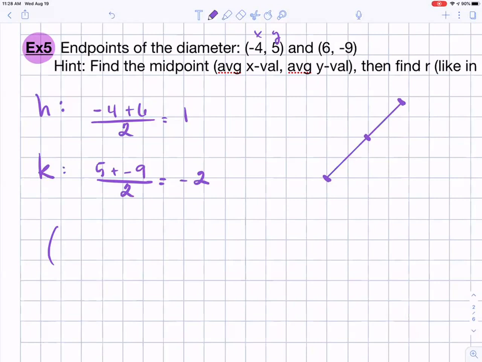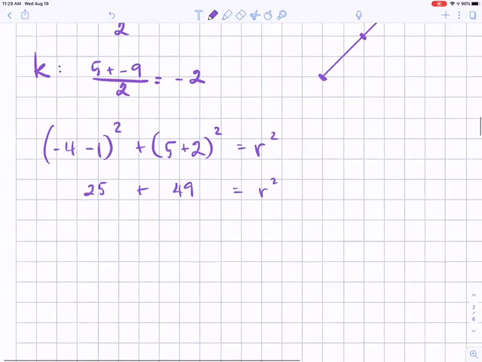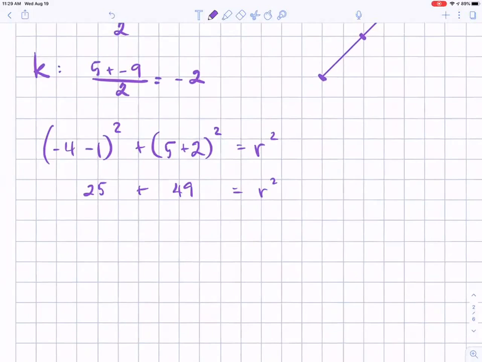All right, so did you check with somebody around you? Okay, so let's work through this quickly. If I have x minus h, that's going to be -4 minus 1 quantity squared. Y minus k, 5 minus -2 quantity squared is equal to r squared. So this is going to be 25 plus 49, which is 74. Is that what you guys are getting?